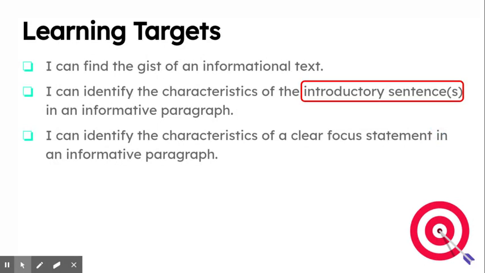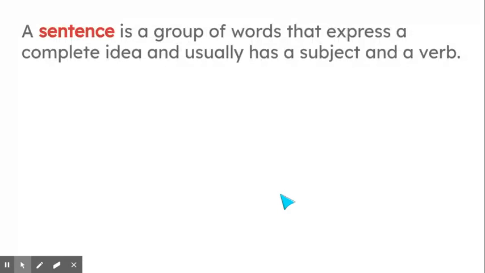Here are our learning targets. I can find the gist of an informational text. I can identify the characteristics of the introductory sentences in an informative paragraph, and I can identify the characteristics of a clear focus statement in an informative paragraph.